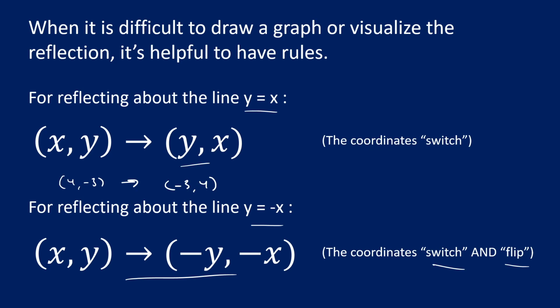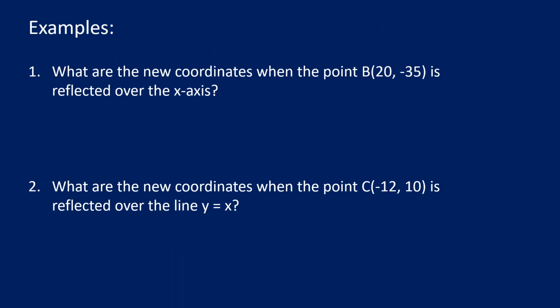And those are all the rules for today. I'll just go through a few more examples. Okay, so these would be questions you might see like on a quiz or a test. What are the new coordinates when the point B is reflected over the x-axis? So we simply just need to say B prime and give the coordinates. If you need graph paper, of course, go ahead and use it, but drawing a quick picture might help you.